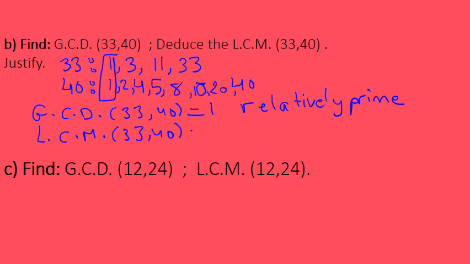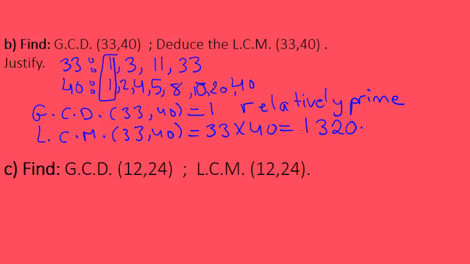Now we should get the LCM of 33 and 40. How can we get the LCM of 33 and 40? We multiply them: 33 times 40. The answer is 1,320.